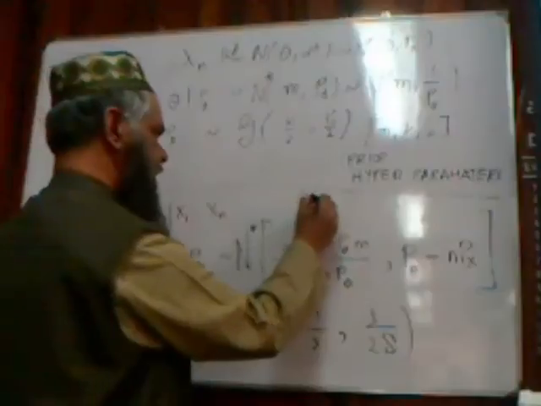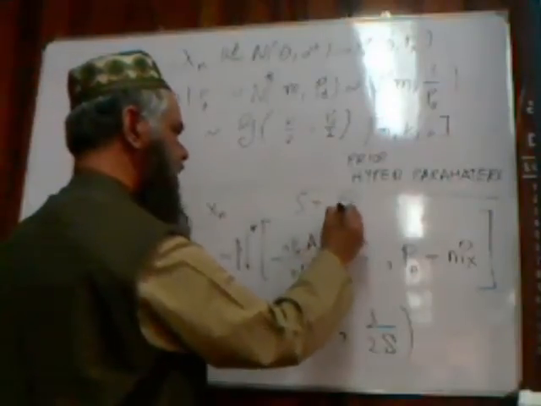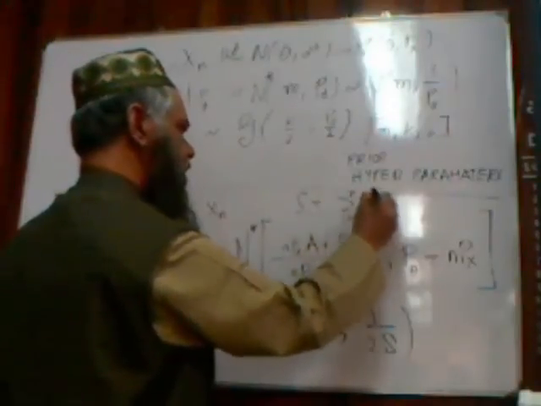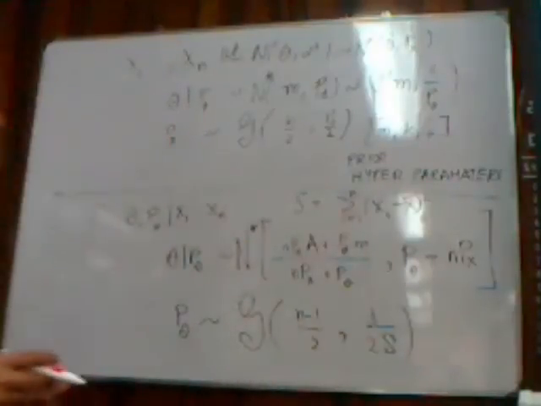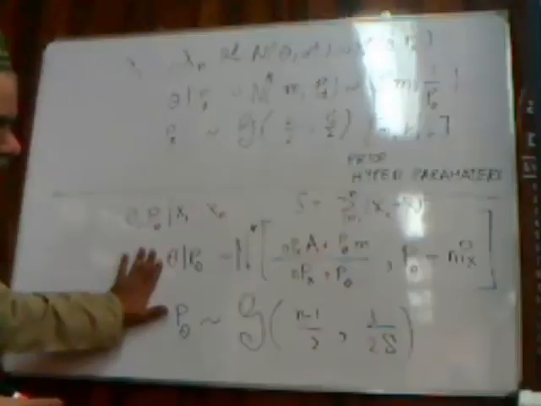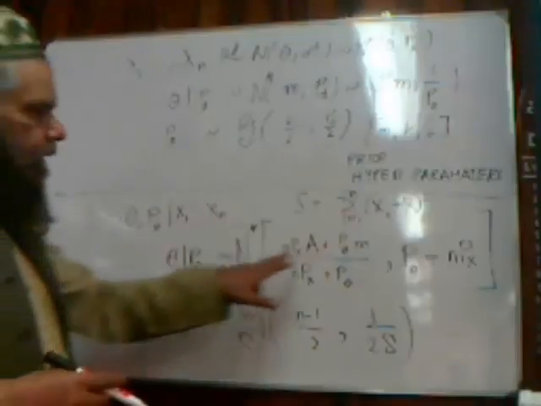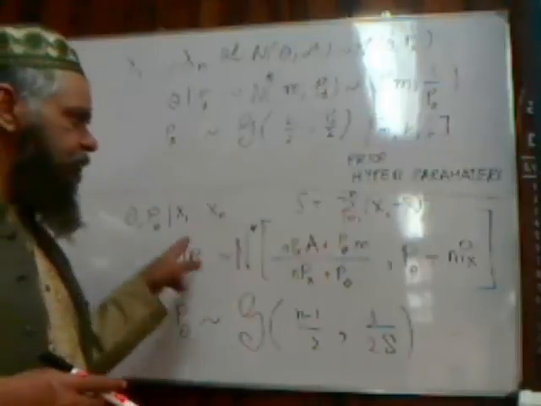Where S is just the summation i equals 1 to n of xi minus x bar squared. So this is all that we need.